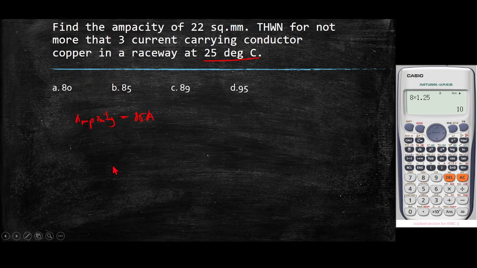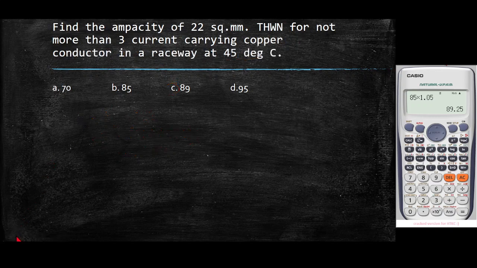Okay, so we have the corrected or the adjustment, no? Ampacity will be 85 amperes. Tapos galing sa table 1.05. Yan. So we have 85 times 1.05. This is equal to 89.25. So 89.25 amperes. So correct answer dito is letter C.